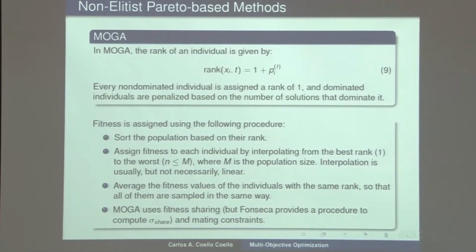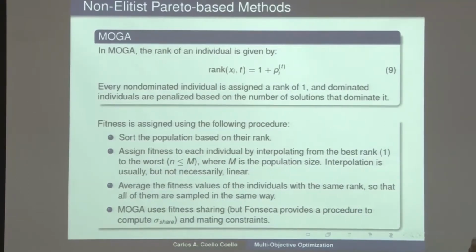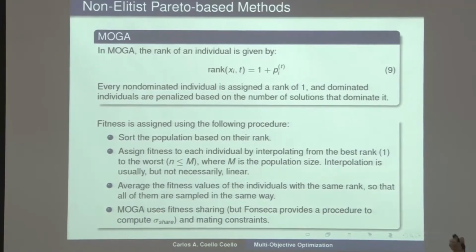Then fitness is given by 1 divided by rank. So any non-dominated solution will get a fitness of 1. Dominated solutions will get a fitness value that decreases proportionally with respect to the number of solutions that dominate them. So it's very nice, right? Very nice fitness function, very easy to do.